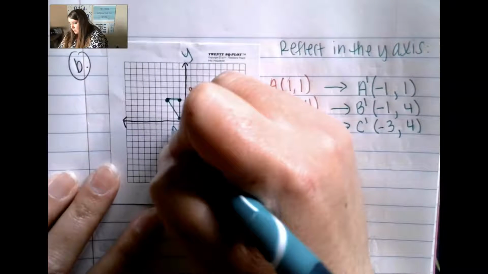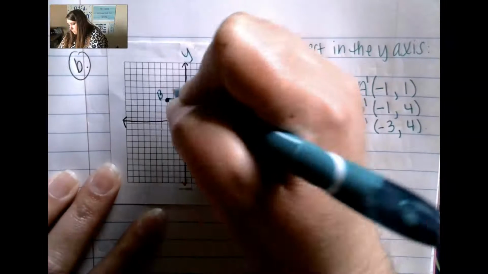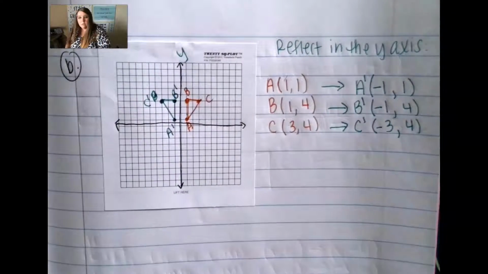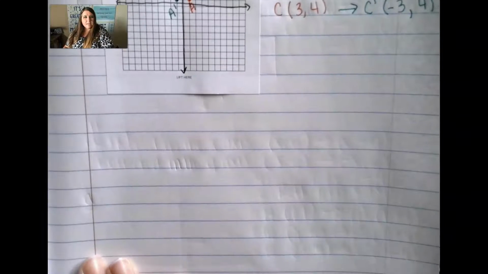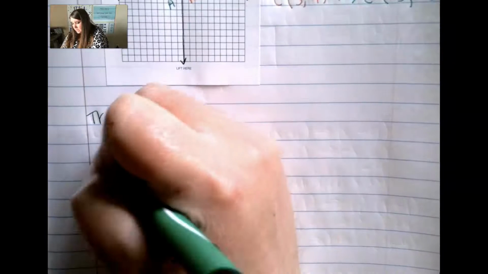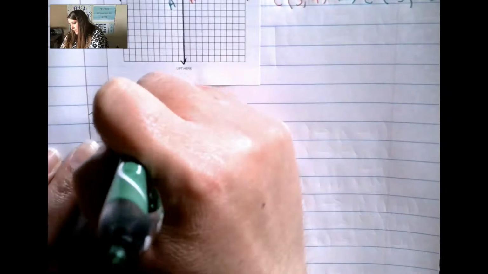So again, here's A1. Oops, that one's C. C1 and B1 reflected. Okay, all right. It is your turn to do a reflection. And your reflection that I would like for you to do is going to be, let's go ahead and flip it over the y-axis. So I'd like for you to please reflect in the y.